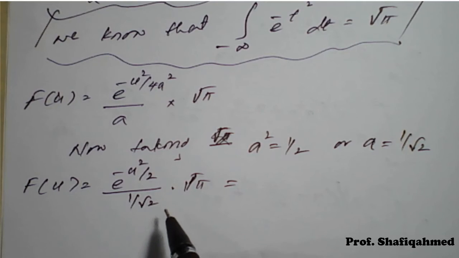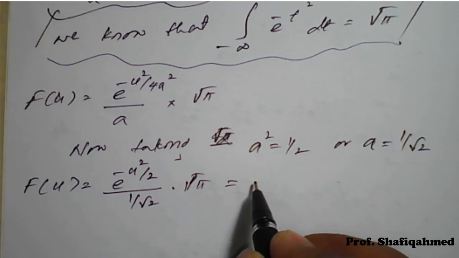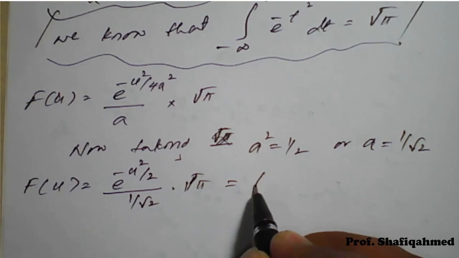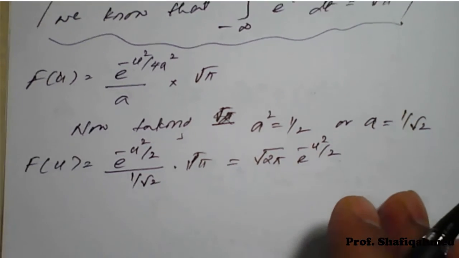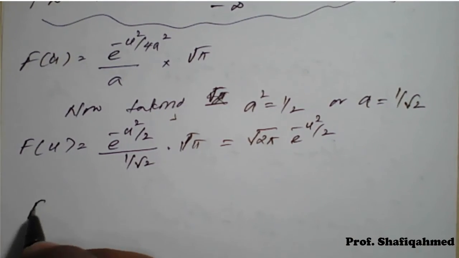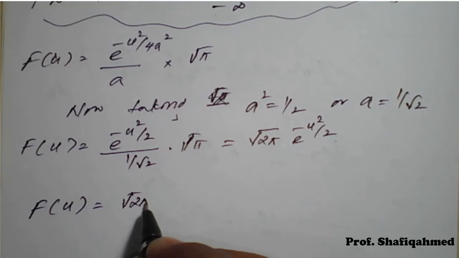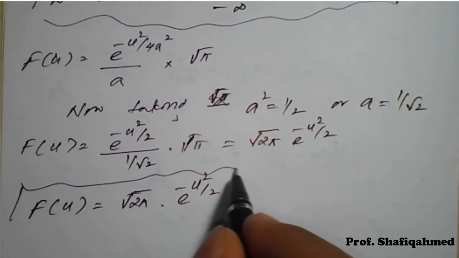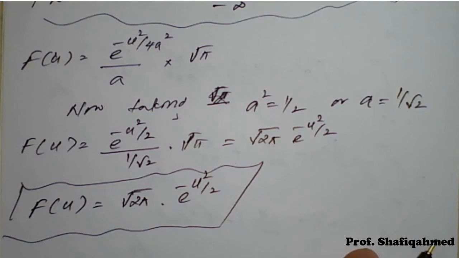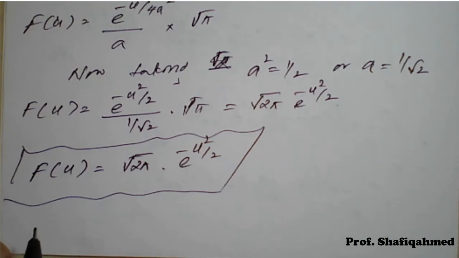Or I can rearrange, this root 2 will go up, so it will become root 2 pi into e raised to minus u square upon 2. So which is nothing but almost we got the Fourier transform, that is f of u is equal to root of 2 pi into e raised to minus u square upon 2. Which is nothing but our required Fourier transform.